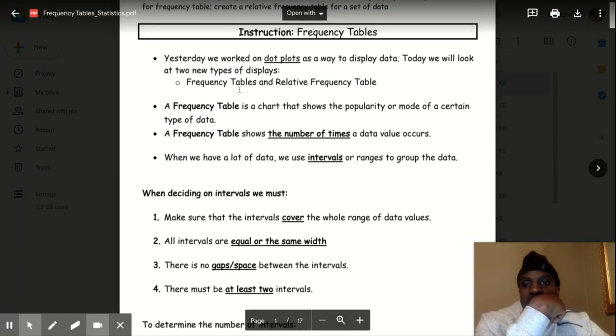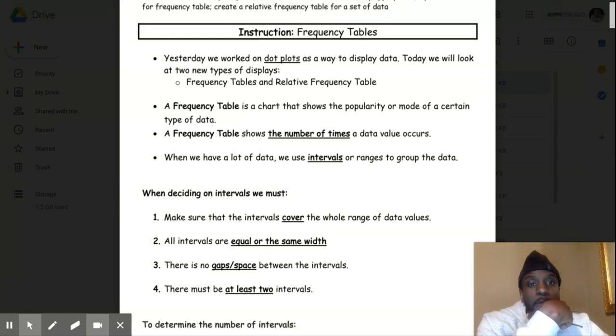It says right here, a frequency table is a chart that shows the popularity or mode of a certain type of data. A frequency table shows the number of times a data value occurred. We were looking at things like, how many people jumped 10 inches? How many people jumped 7 inches? So how many times did this appear? So a frequency table, once again, shows you the number of times that a data value occurs, okay?